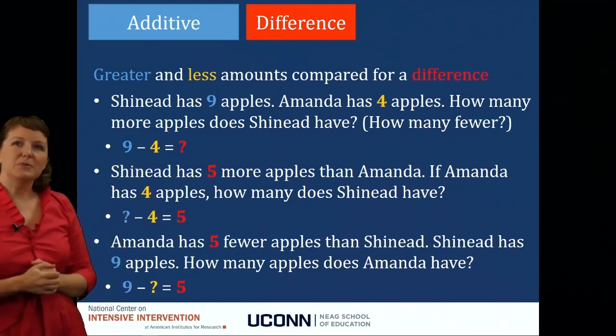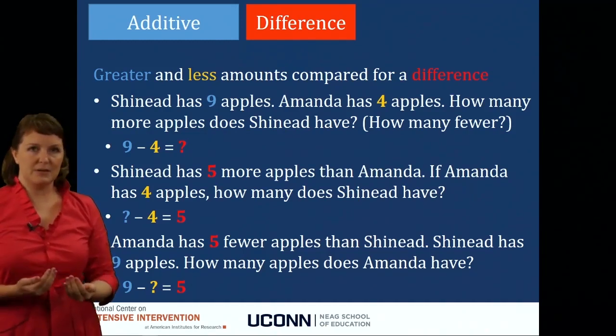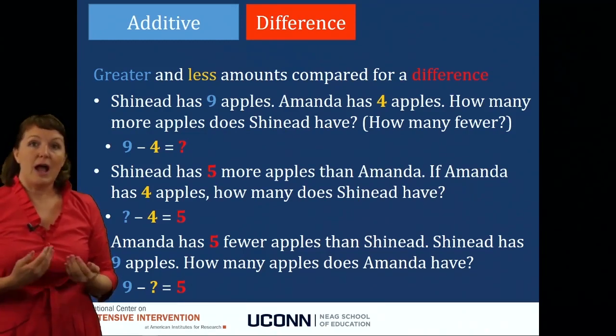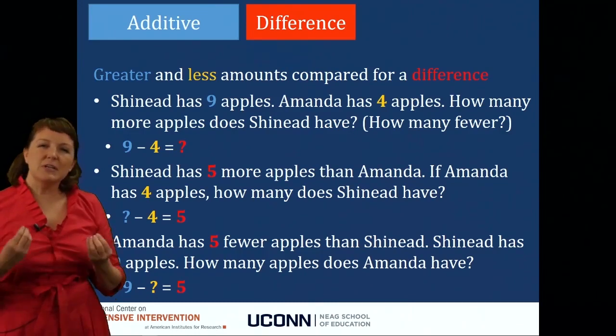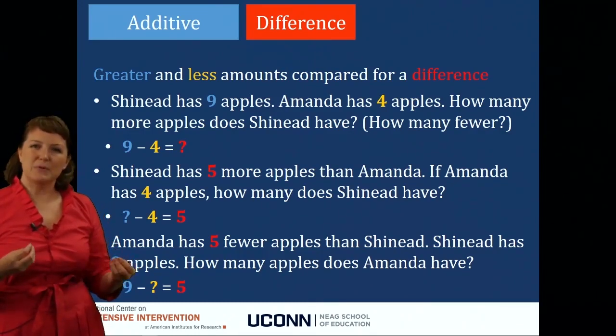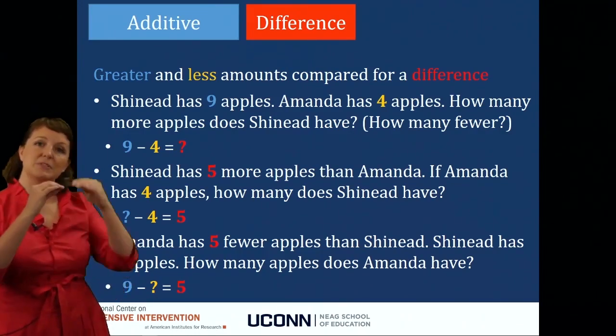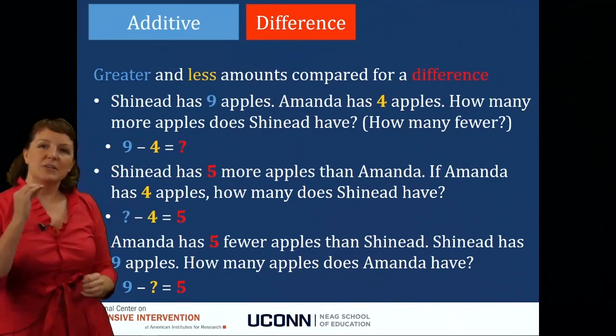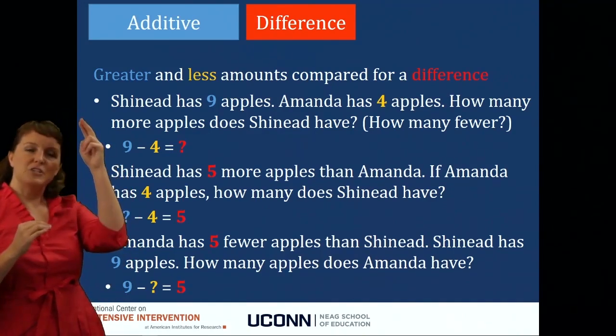Now in this second example, Sinead has 5 more apples than Amanda. If Amanda has 4, how many does Sinead have? So here we're given the difference. 5 more apples tells the difference between Amanda's apples and Sinead's apples. Then we're given Amanda's amount, and we have to figure out Sinead's amount.